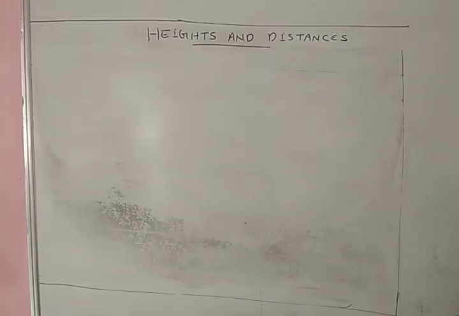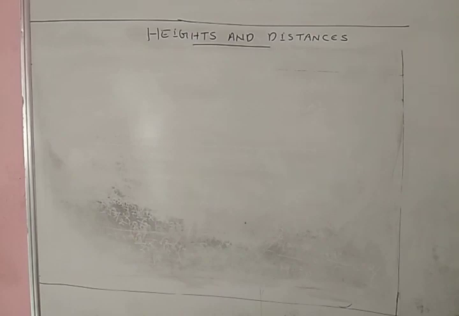Hello students, today's topic is heights and distances. This is our last topic in unit 1. In this topic we study the application of trigonometry in real life. For example, finding the height of a lighthouse and the distance between two ships sailing in the sea. Without actually measuring, we can find the height of a clock tower and the distance between two ships using trigonometry.